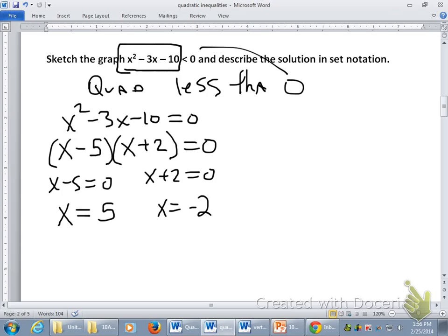Now I just used the word roots. These are roots, right? Or solutions. Or x-intercepts. They all mean the same thing, don't they?